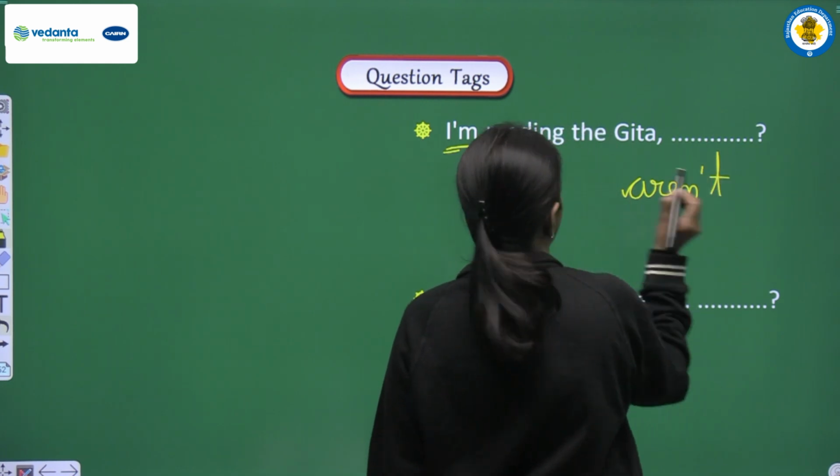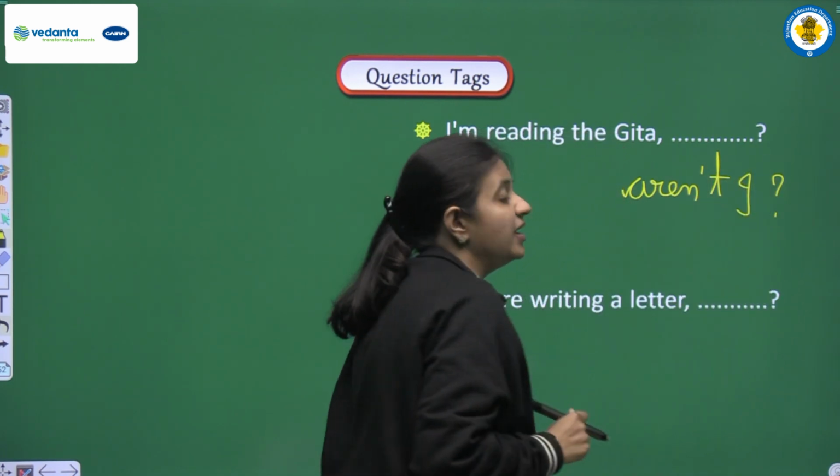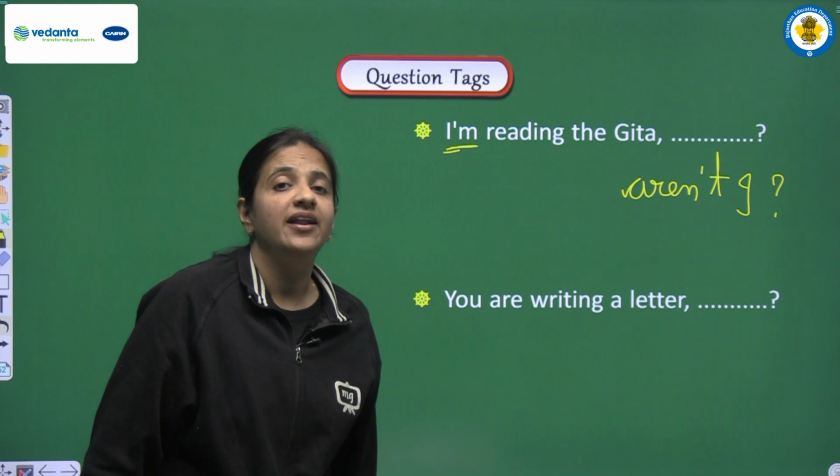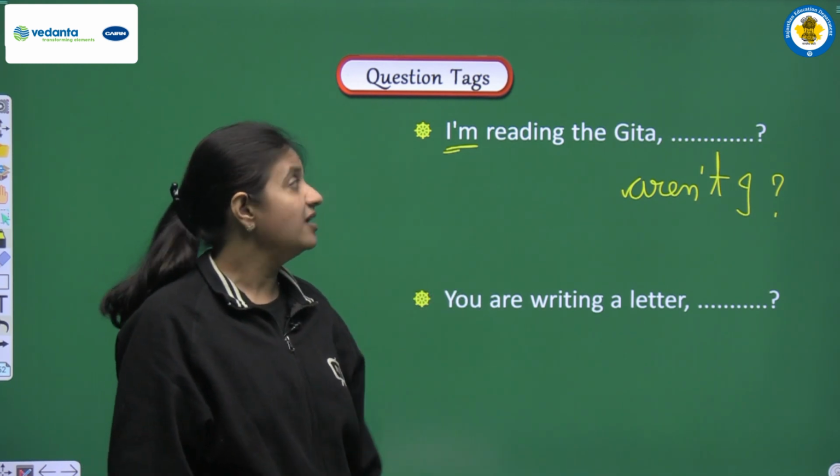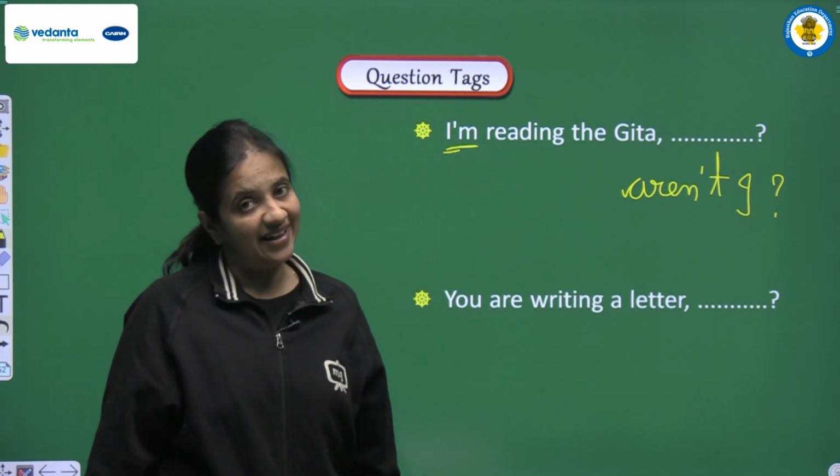And again we are having I. The pronoun will be I, and the question tag will be aren't I, and the complete sentence will be I am reading the Gita, aren't I?